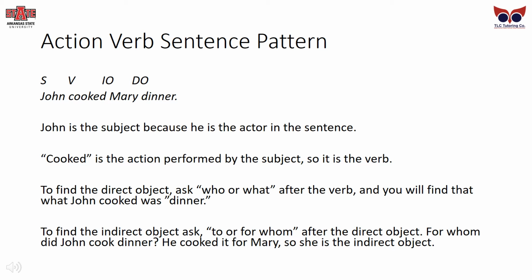To find the indirect object, ask to or for whom after the direct object. For whom did John cook dinner? He cooked it for Mary, so Mary is the indirect object.